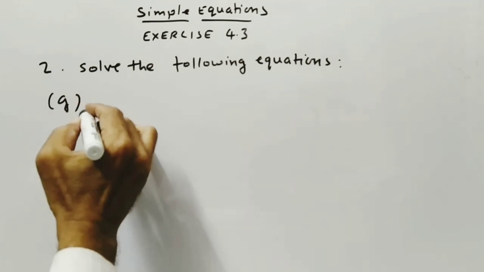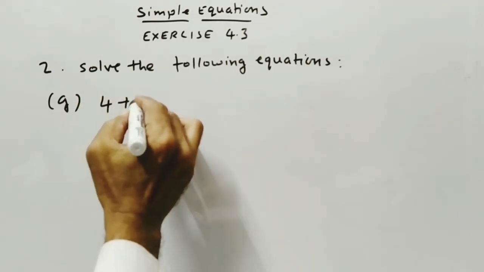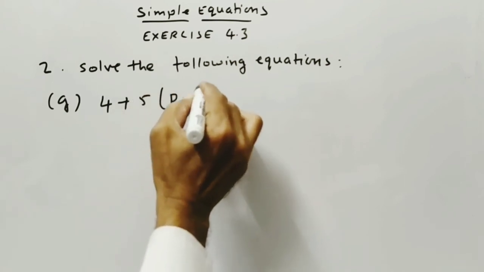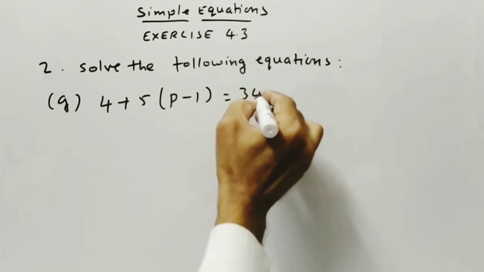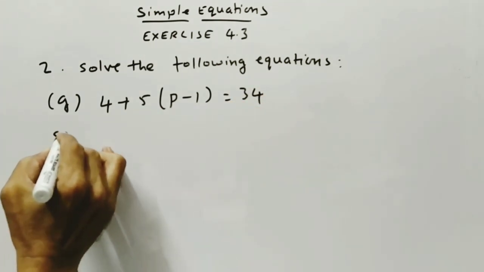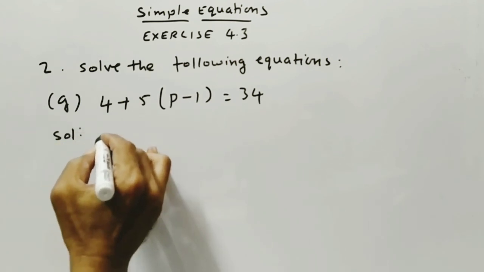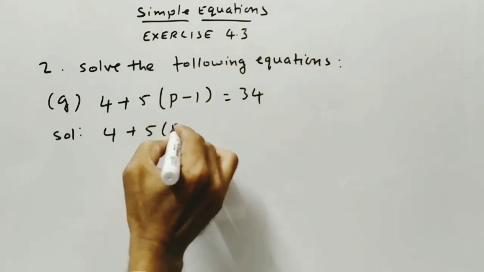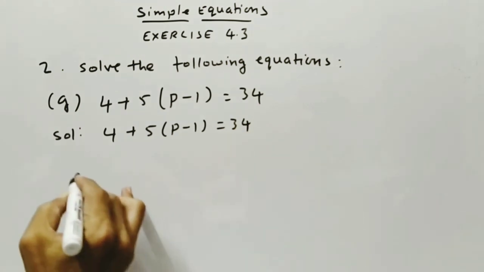G. 4 plus 5 into P minus 1 is equal to 34. Solution: 4 plus 5 into P minus 1 is equal to 34.